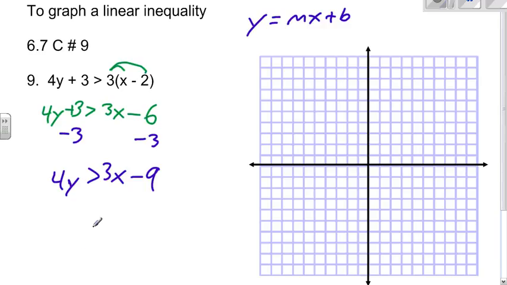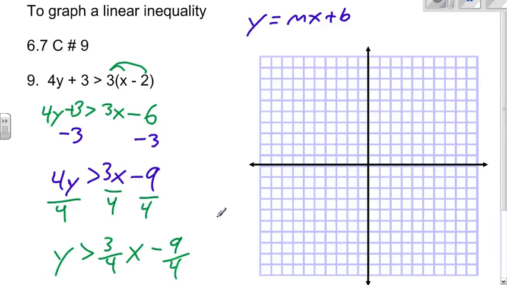Still not slope-intercept form yet. We need to divide by 4. Divide by 4 to everything. Remember, if that's a negative, you would need to flip the inequality, but it's not negative, so we're going to leave it alone. Y is greater than 3/4 x minus 9/4.